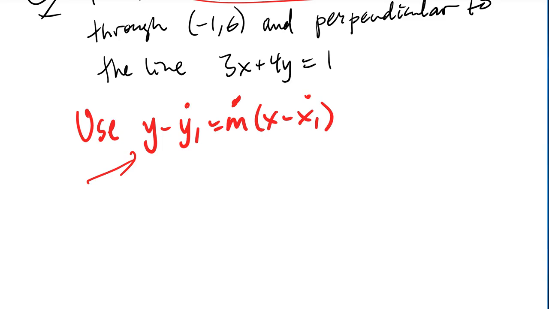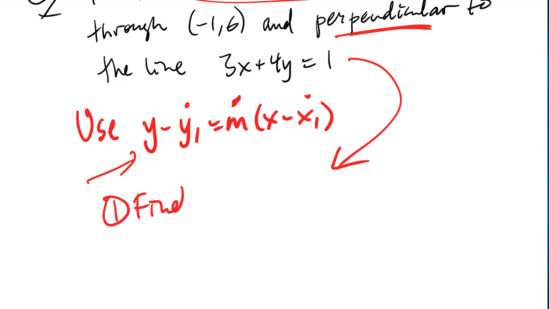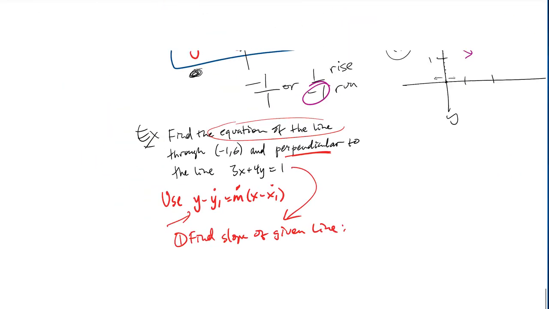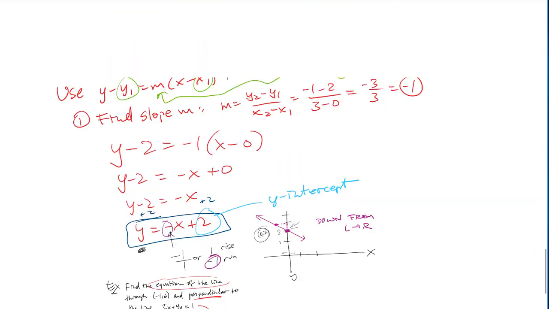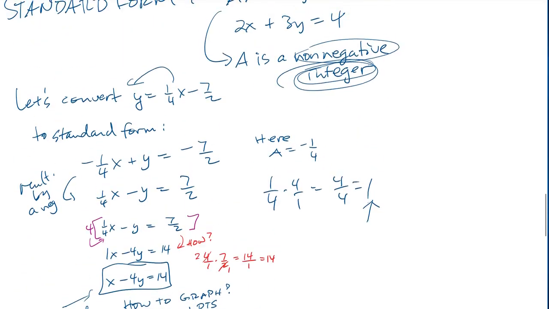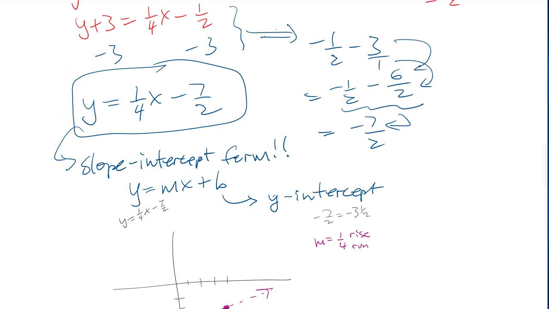Well, here the slope isn't given, but you can find it by noticing that the line you need is perpendicular to the line given. So let's find the slope of the given line. First, we're going to solve for y. Once y is solved for, that's your slope. If it's in the form y = mx + b, that gives you your slope. So if you solve for y, your slope is the coefficient of x.